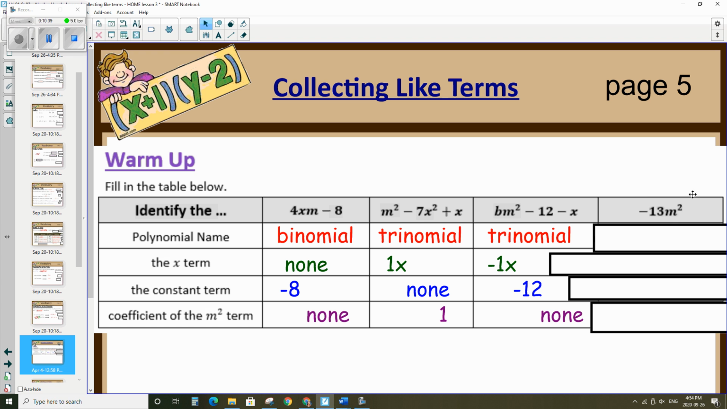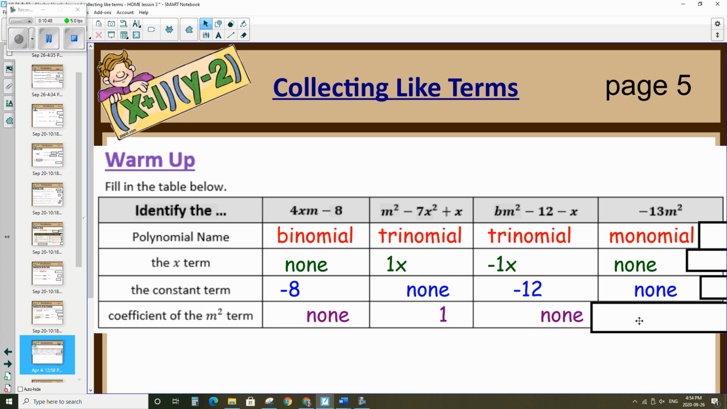And the last one, this is just one term, so it's a monomial. There is no x term. The constant term, there isn't one. And then the coefficient of the m squared term is negative 13.